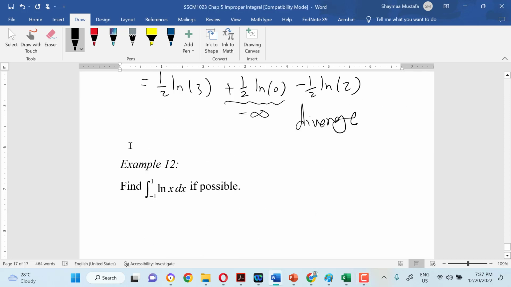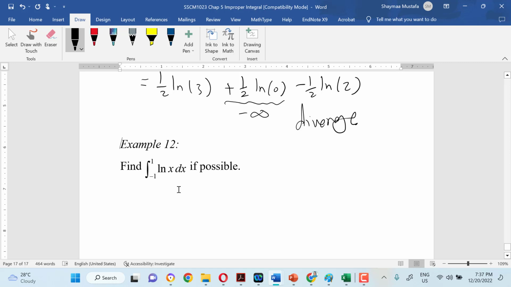This is the last example that we have in this chapter. We need to find the integration of logarithm x dx from minus 1 to 1, if possible. Here it is not possible to integrate because we have from minus 1 to 1, and logarithm is a positive function.